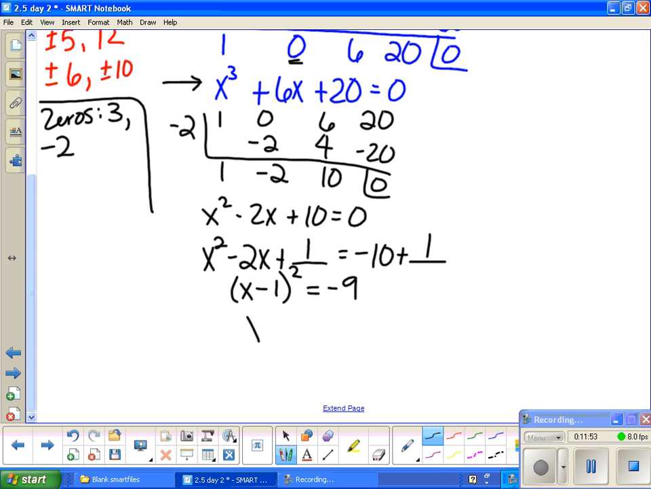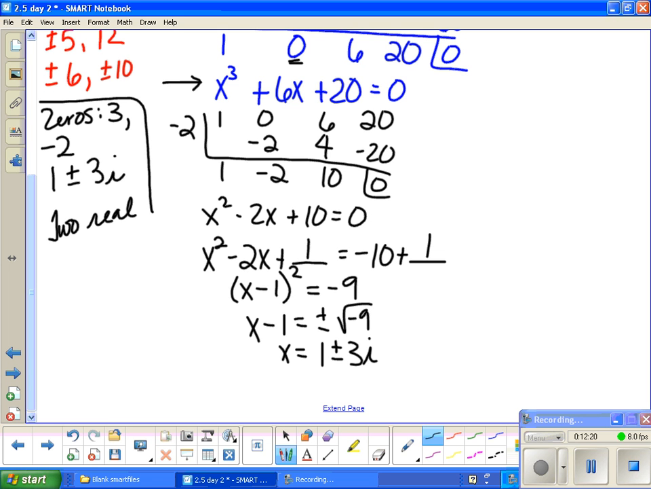Square root both sides, plus or minus square root negative 9. Add 1 to both sides. Square root of negative 9 is 3. Square root of the negative 1 is i. So my other zeros in my list would be 1 plus or minus 3i. So I have 2 real, or 2 rational, 2 real, and 2 imaginary zeros.